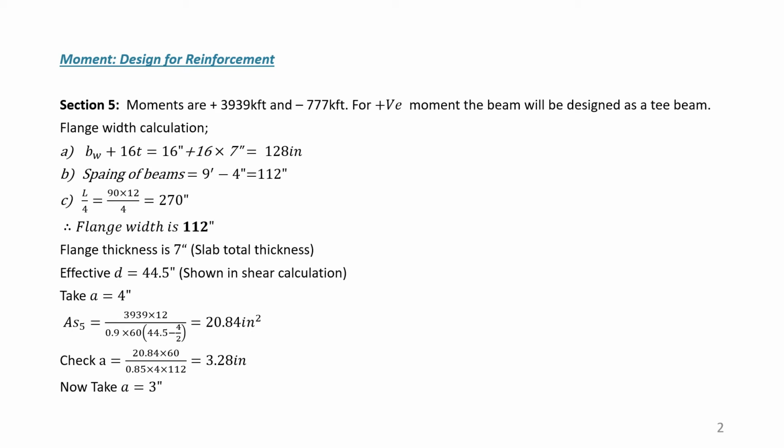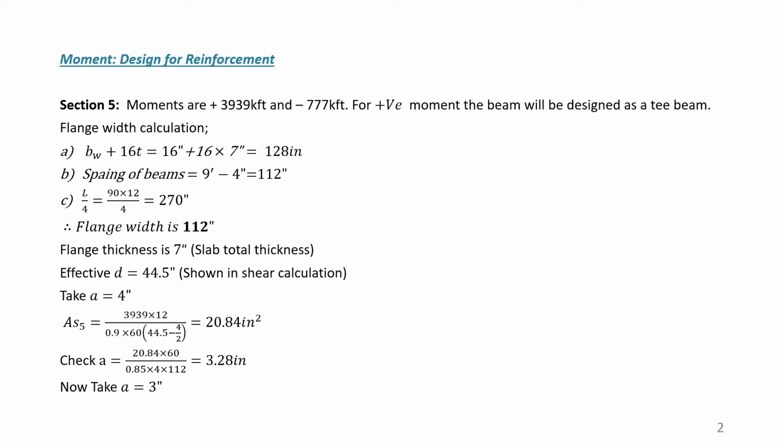We will find out the steel area. As we do, first of all we take a value of a. In a T-beam, normally we take half the thickness of the slab as the first choice of a, and our slab is 7 inches, so the first choice is 3.5. I have taken a rounded figure: instead of 3.5, I have taken it as 4 inch.